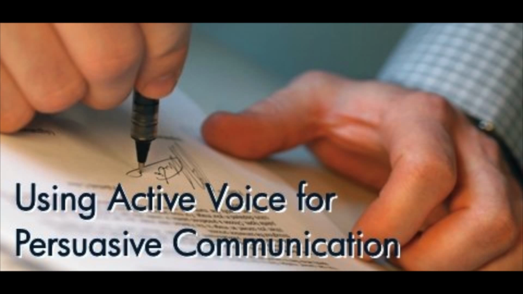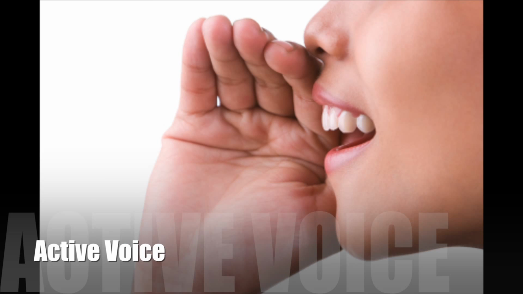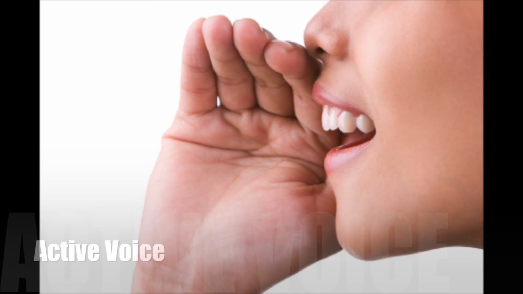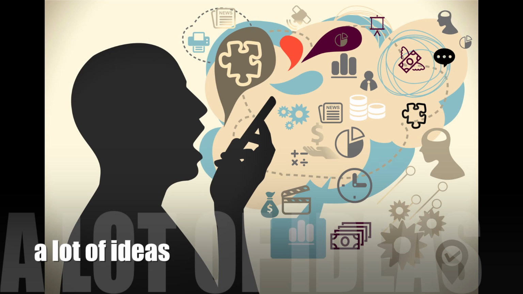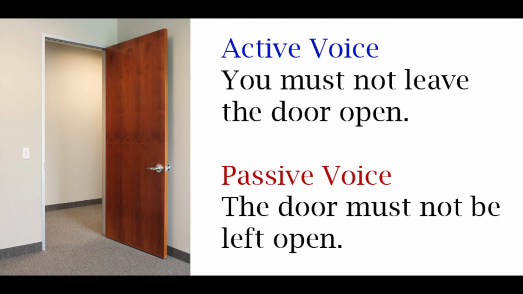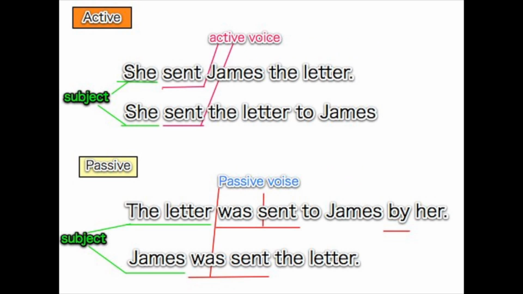The active voice is preferred for most writing because the active voice is strong. It is clear. It can express a lot of ideas. But there are times when the passive voice may be better, like when the objects are the main ideas. You remember how to use the passive voice, right?